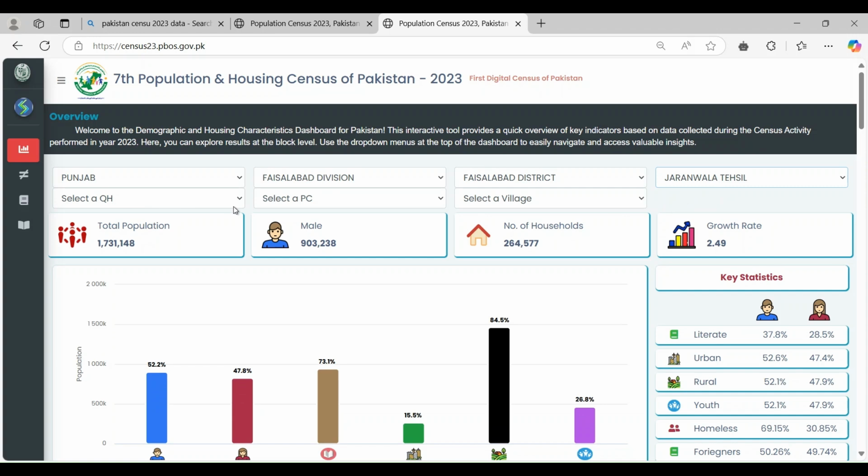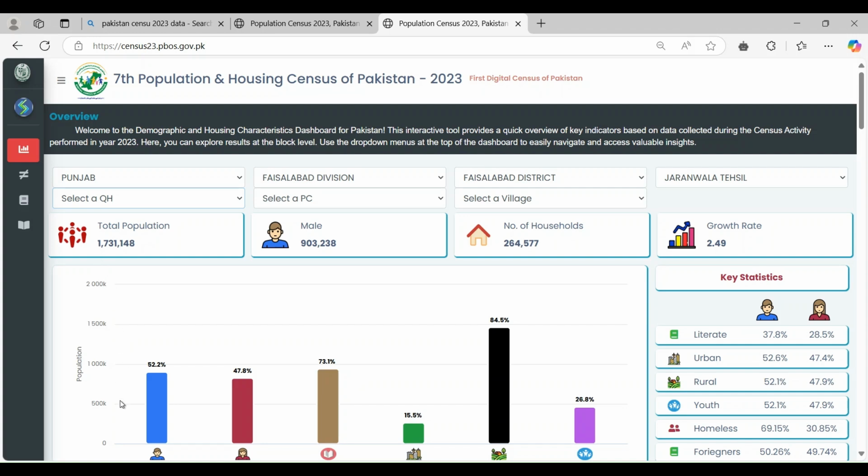But now the next thing is the last three, which are QH, PC, and the village. Because I've selected a tehsil, I have options in the QH: either it's a Kanungo Halka or an MC, which is a municipal corporation. You see there are a few municipal corporations there. One is Jodhamwala and then Kurianwala. These are the two municipalities there, so we will see the difference between them.